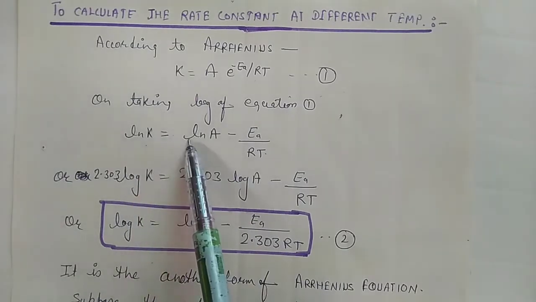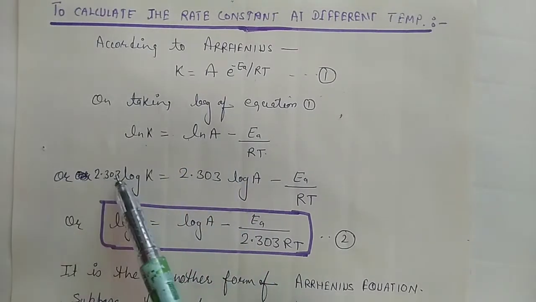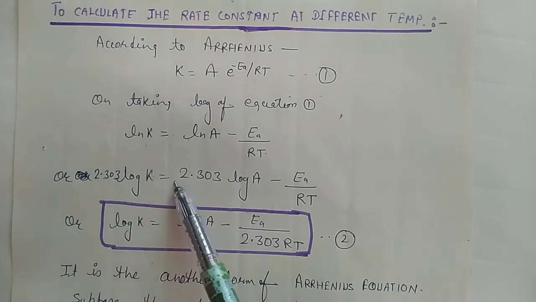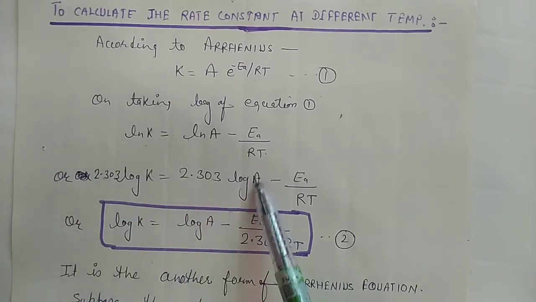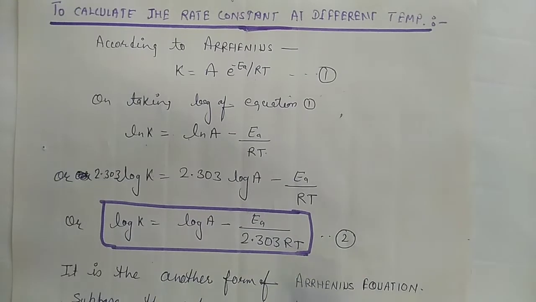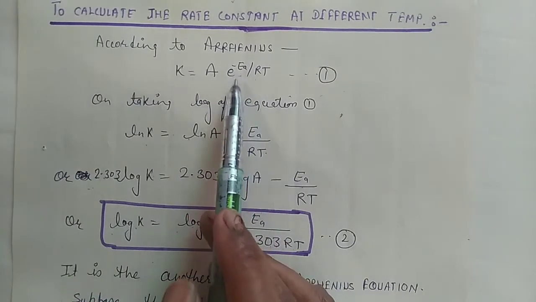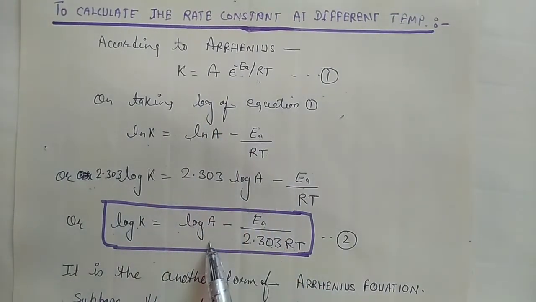We will convert it into log base 10. So 2.303 log K is equal to 2.303 log A minus EA upon RT. Now we will divide this complete equation by 2.303. Then the equation will be converted into log K is equal to log A minus EA upon 2.303 RT. It is another form of the Arrhenius equation. We can use this equation as well as the previous equation also. This equation is used to calculate the activation energy of any reaction.